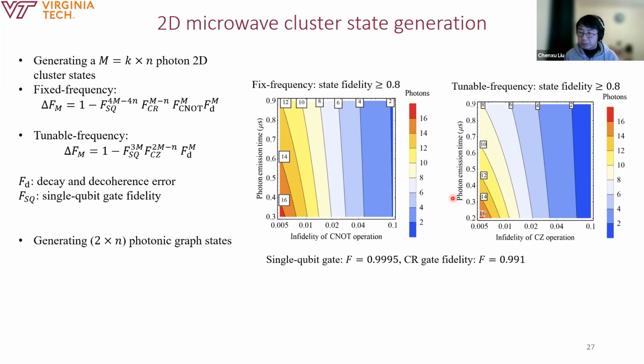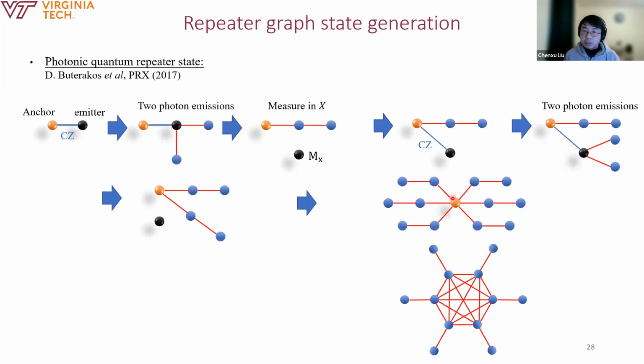So these two types of transmon qubit do not show much difference in this parametric space we have chosen. So the second example of the microwave graph state we are considering to generate is the repeater graph state.